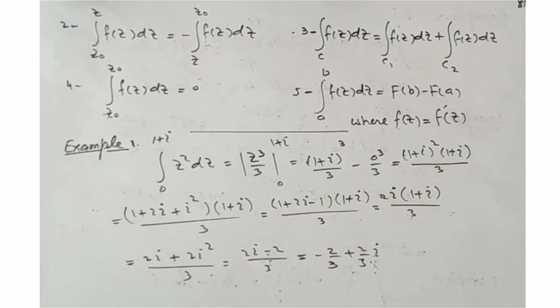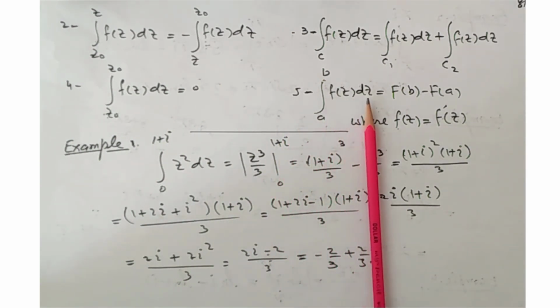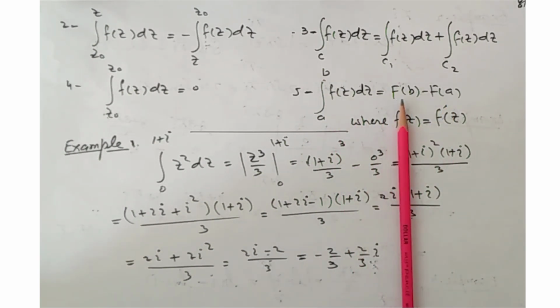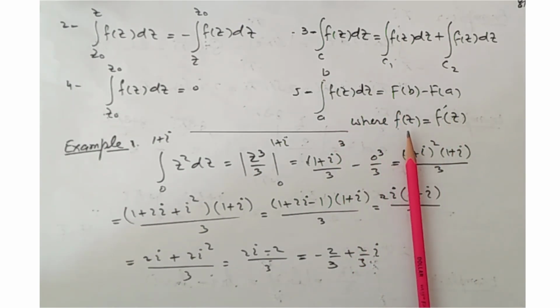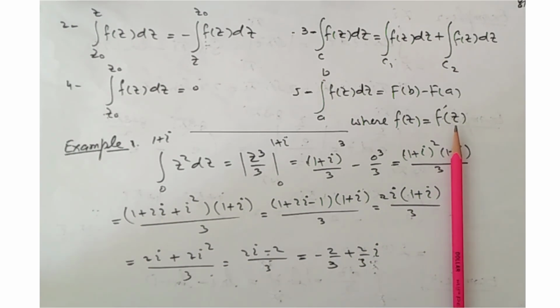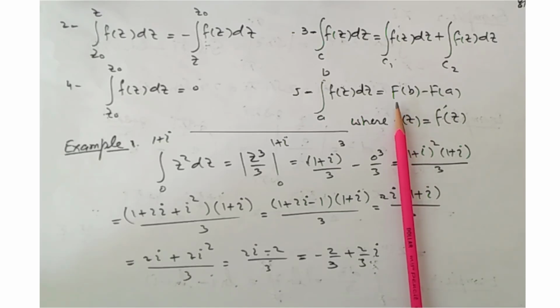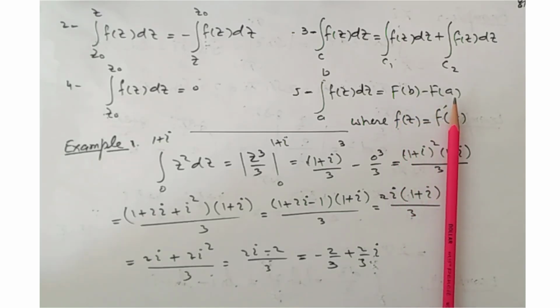And number 4, integral z naught to z naught of f of z dz becomes 0. If upper and lower limits are same, the value of integral is 0. And number 5 property, integral a to b of f of z dz equals F of b minus F of a. This is small f of z and this is capital F, so F dash of z equals f of z. So the integral becomes F of b minus F of a.